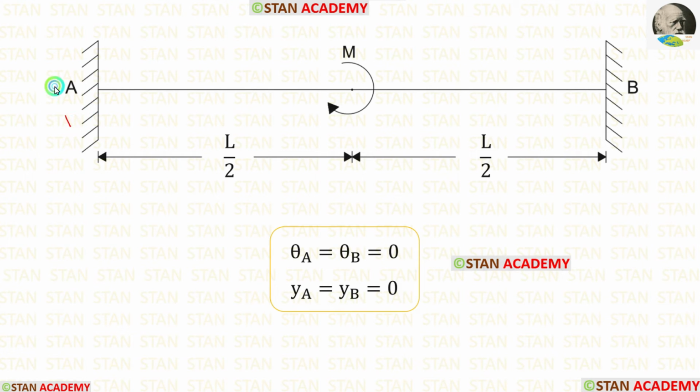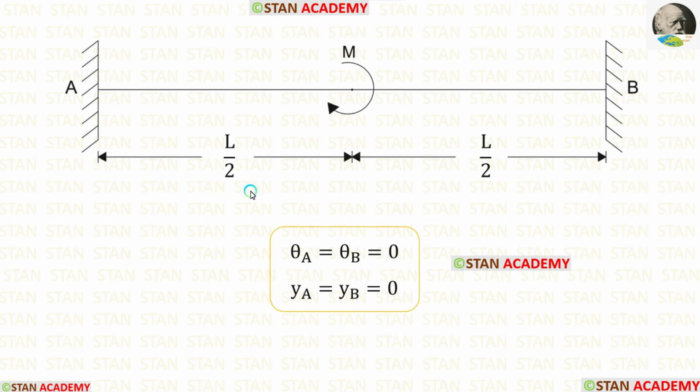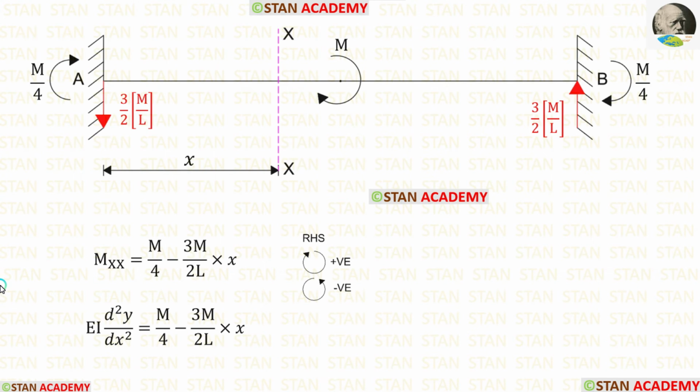In this beam, in the point A and in the point B, there are fixed supports. In the fixed supports, there will be no slope. So theta A and theta B will be 0. Also, in the fixed support, there will be no deflection. So YA and YB will be 0. Now we are going to find out the slope and deflection in the center of the beam. We are going to use double integration method.